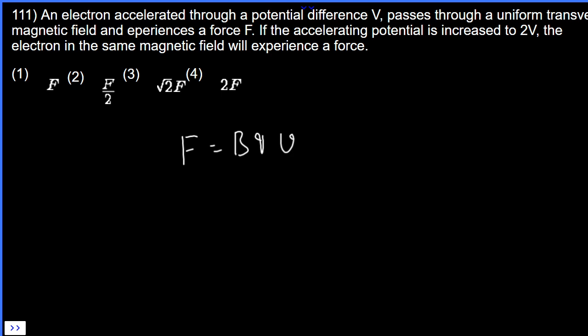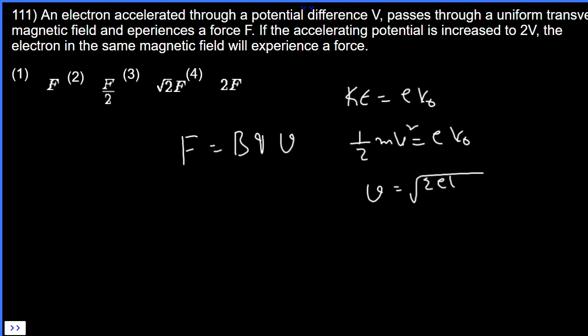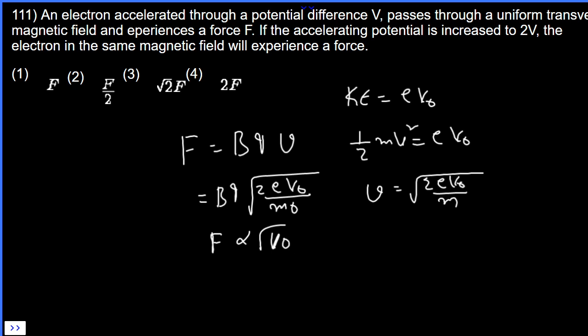So here, kinetic energy is equal to eV naught, half mv square is equal to eV naught. From this, velocity v is equal to root of 2eV naught by m. Substituting this value in place of v, we get force F proportional to root V naught. So finally we get F1 by F2 is equal to root of V1 by V2.